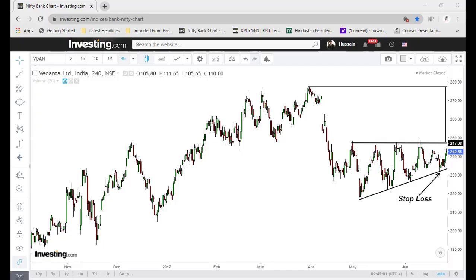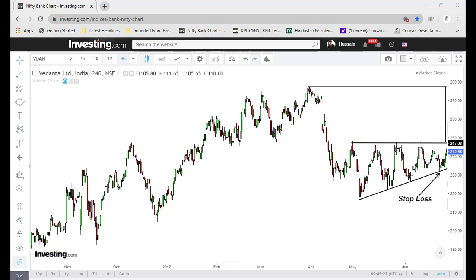Let's quickly see an ascending triangle on charts. This is the platform I use to do my technical analysis. It is investing.com. The chart you are now seeing on the screen is Vedanta Limited. As you can see, I have drawn an ascending triangle in the chart. Now let's see whether it fulfills the norms of an ascending triangle pattern or not.